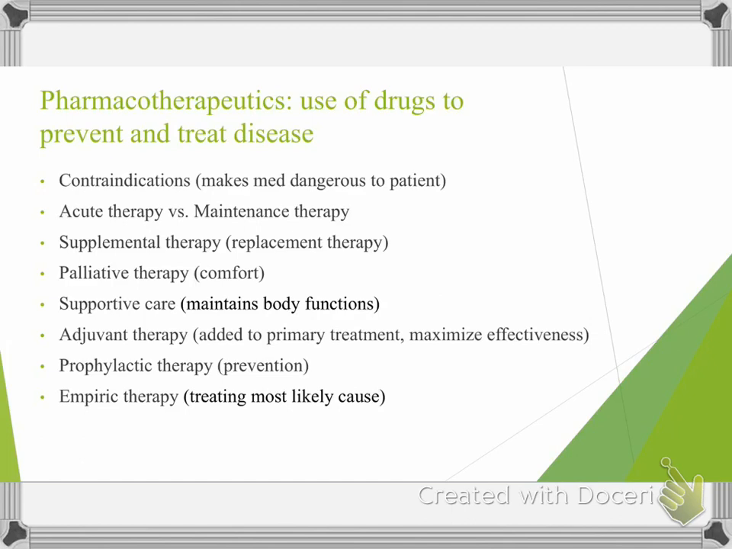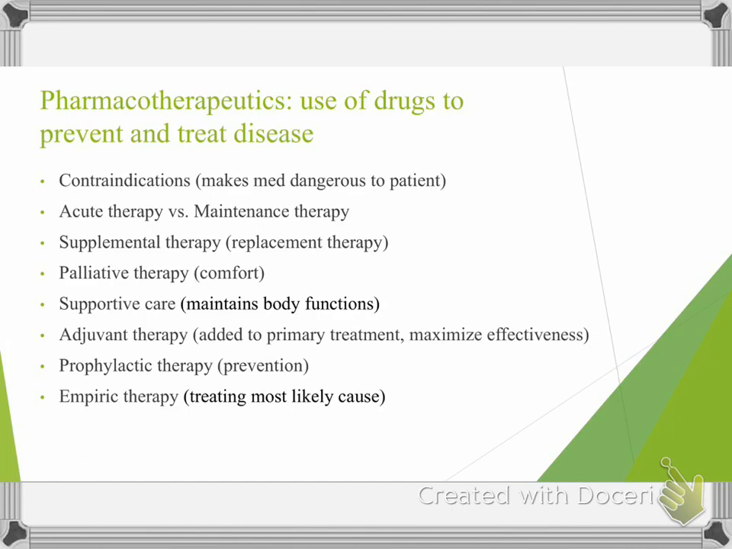Prophylactic therapy, this is prevention. Antibiotics before surgery or antiemetic prior to chemotherapy, okay? Empiric therapy, this is treating the most likely cause. This would be like prescribing antibiotics that will most likely be effective before the culture and sensitivity results come back. So say they have an ear infection, we're pretty sure Augmentin will help it, so we're going to prescribe this. If it doesn't help, then we'll try something else.